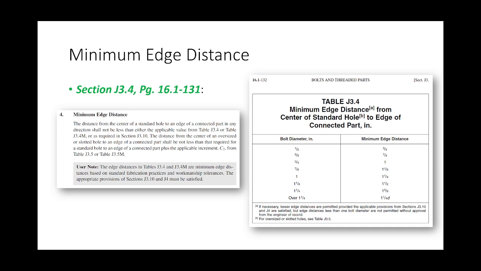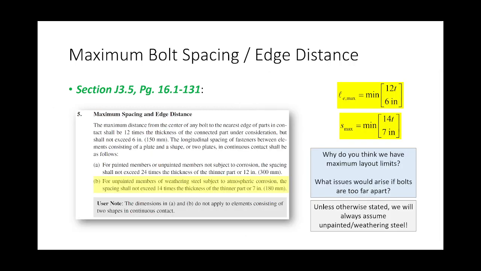So the fabricators are basically saying, dependent upon your bolt diameter, you need to back it off a little bit from the edge of the plate so we get a good quality hole at the end of the day. So that's where minimum edge distances are coming from. With me so far? Now, let's talk about maximum bolt spacing and edge distance.